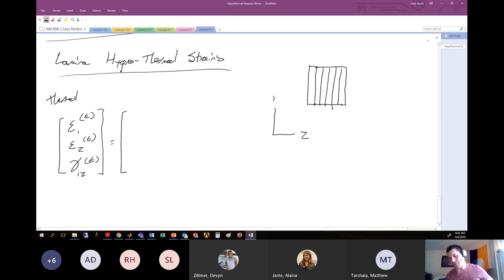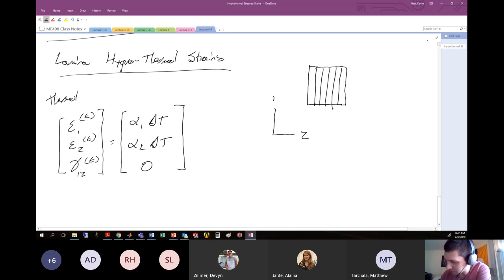And here, these strains are dilatational. What I mean by that is that absorption of moisture, or in this case a change in temperature, will not cause any shear. It's purely dilatational, meaning that heating it up will only cause it to expand or contract along the major directions. There will be no shear that develops. So what that leads to is a coefficient of thermal expansion in the one direction times whatever temperature change we have, and in the two direction, a coefficient of thermal expansion times delta T, and no shear that develops regardless of the temperature change.